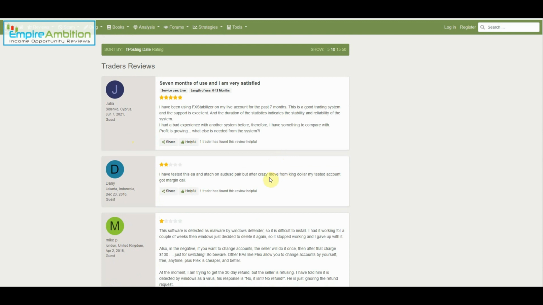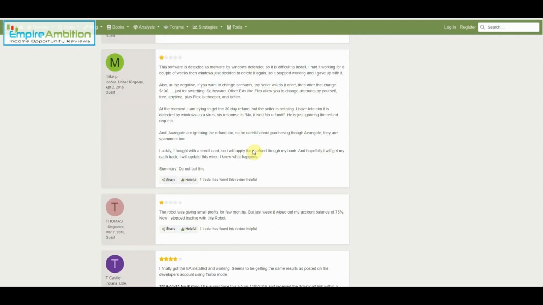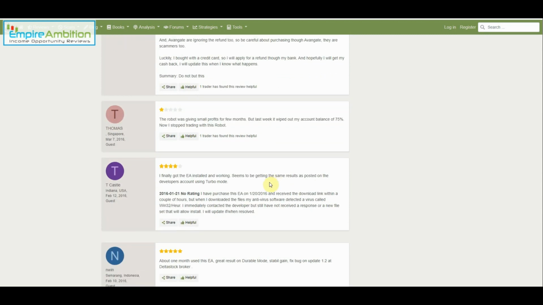And let's keep on going down. "Tested this EA, attached on AUD-USD pair. Crazy moves, king dollar on my tested account, got margin called." This says that his software detected malware. "The robot was giving small profits for few trades, but last week it wiped." I know this EA does trade with Martingale, so that's one thing we always have to be aware of with any EA that trades with Martingale.